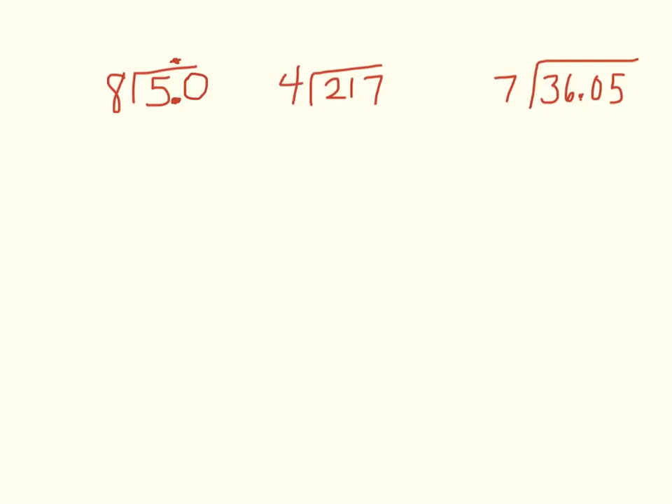Now, 8 goes into 50 6 times. 6 times 8 is 48. I subtract and I get 2. Can't have that as remainder, so I'm going to add another 0, bring the 0 down. 8 goes into 20. I'm going to extend my bridge. 2 times 8 is 16. I subtract and I get 4.